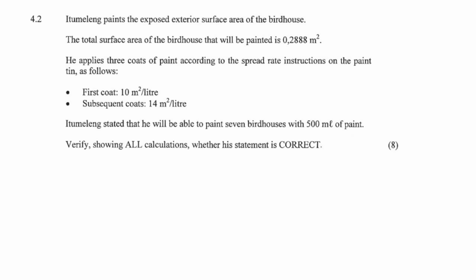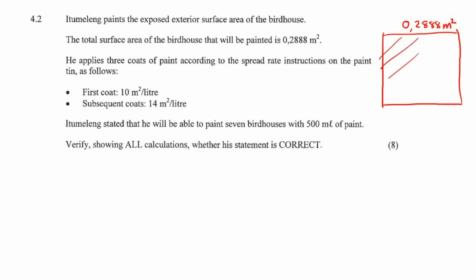Okay, so quite a good question. Right, so we don't know what the birdhouse really looks like, but let's just say it's a big board. It's just one big board. That's what the birdhouse is. Obviously it's some better looking structure, something that birds can actually go in, but let's just say that that's how much we need to paint. 0.288 meters squared. That's how much you're going to paint.